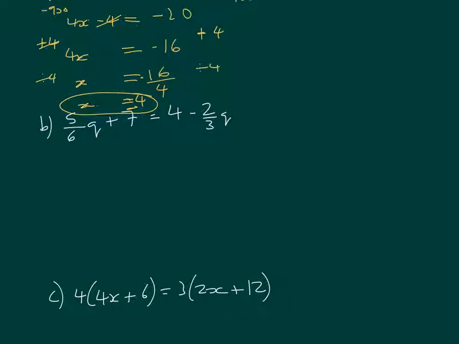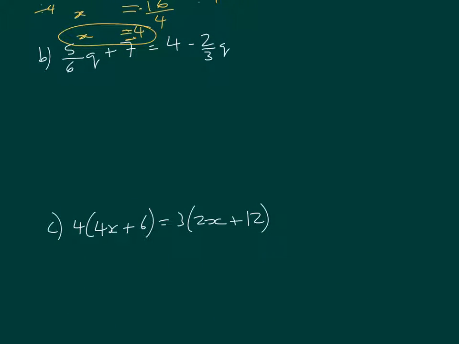Let's move on to the second one. So here we've got 5/6q plus 7 equals 4 minus 2/3 q. So again, getting everything onto one side, I'm going to get everything onto the left hand side, so I'm going to add 2/3 q to both sides. That will cancel these two out.